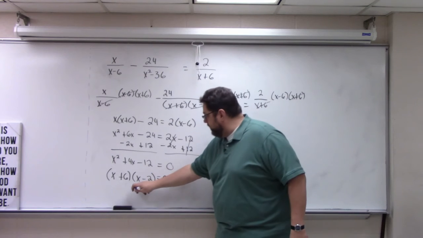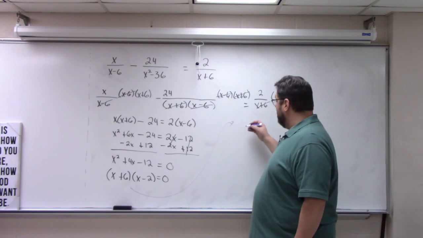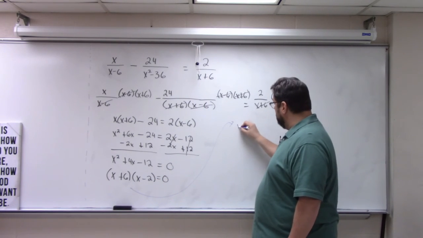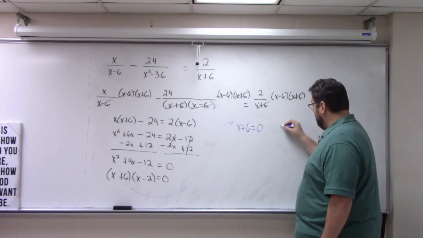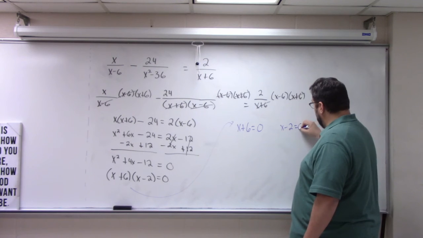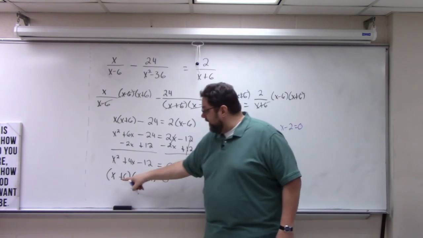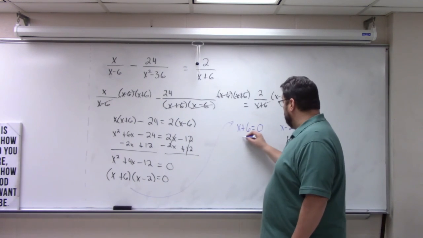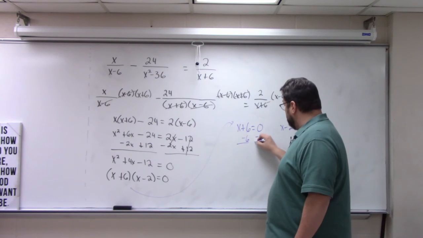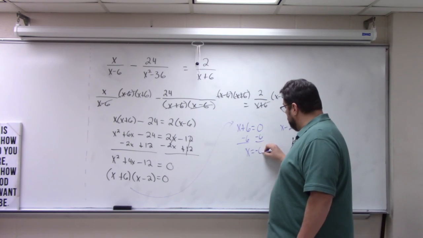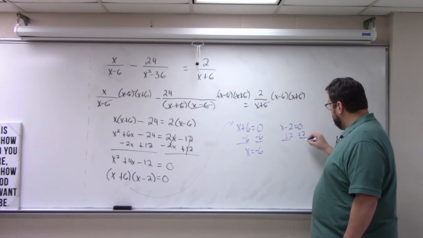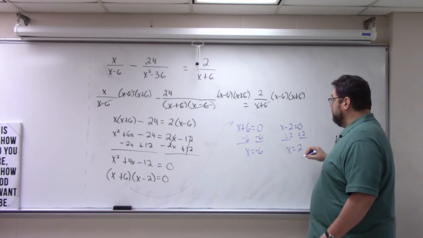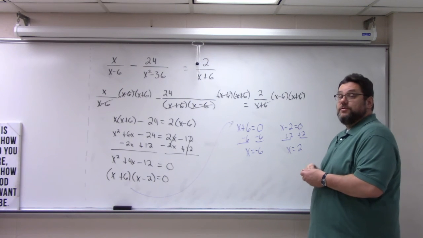So now, what do we do from here? Same idea. X plus 6 equals 0. And then x minus 2 equals 0. We set each factor equal to 0 and solve. So I'm going to subtract 6. X is negative 6. Then I'm going to add 2. X equals 2. And I get 2 answers.